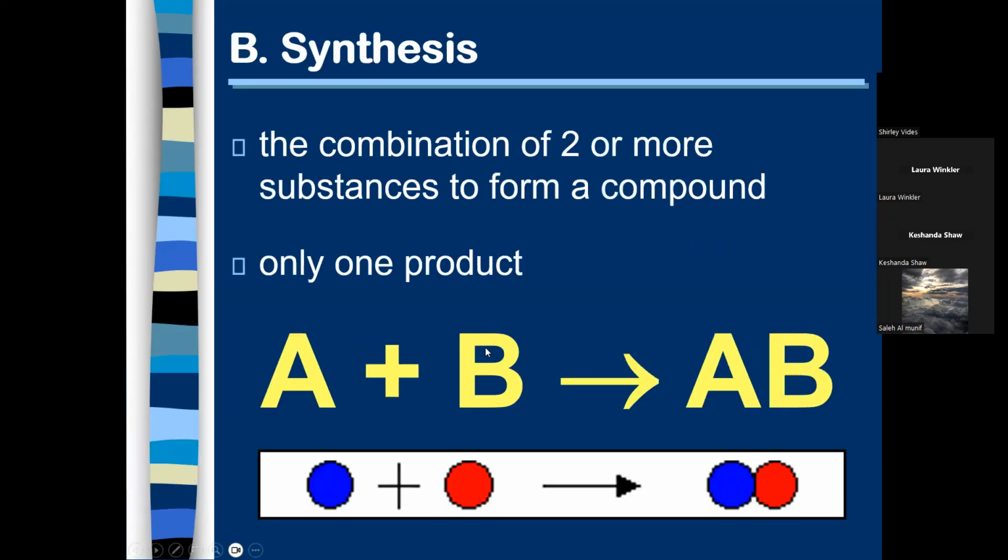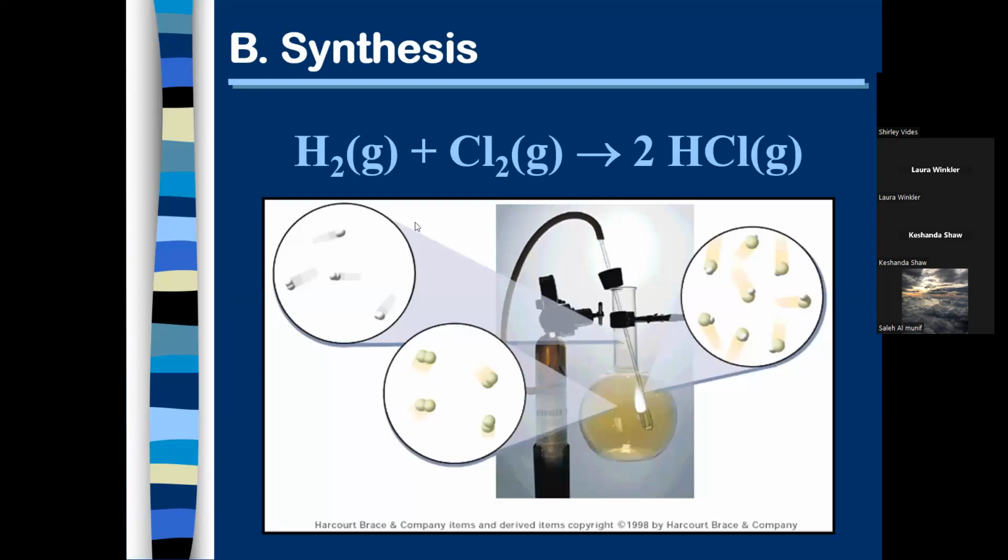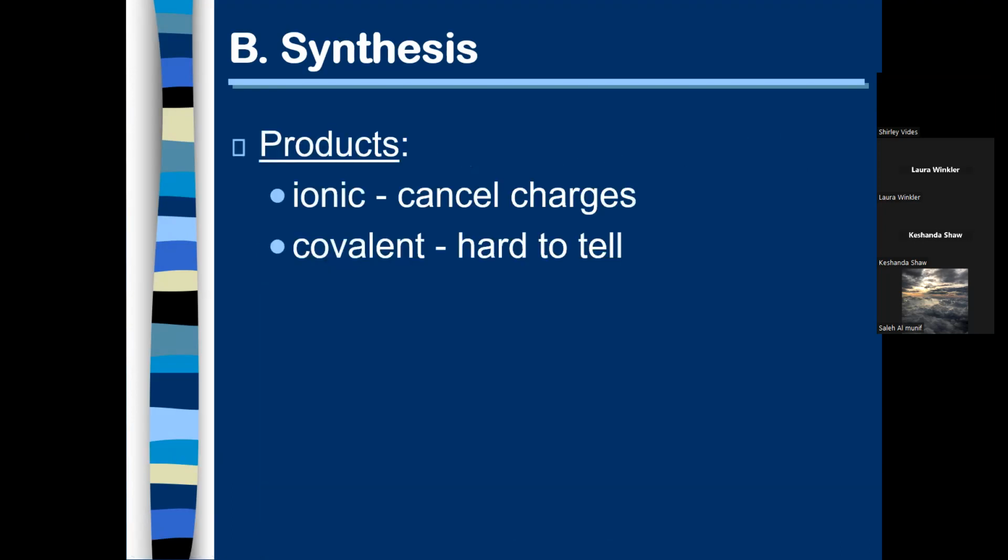All right, so this is how you're going to see combination of two or more substances to form a compound. You will have only one product. There's the key right there. See, like in this case, you have hydrogen and chlorine gas becoming hydrogen chloride gas. This is not the acid because it's not in aqueous form. It's in gaseous form. So there you go. It's also known as a combination reaction, right?